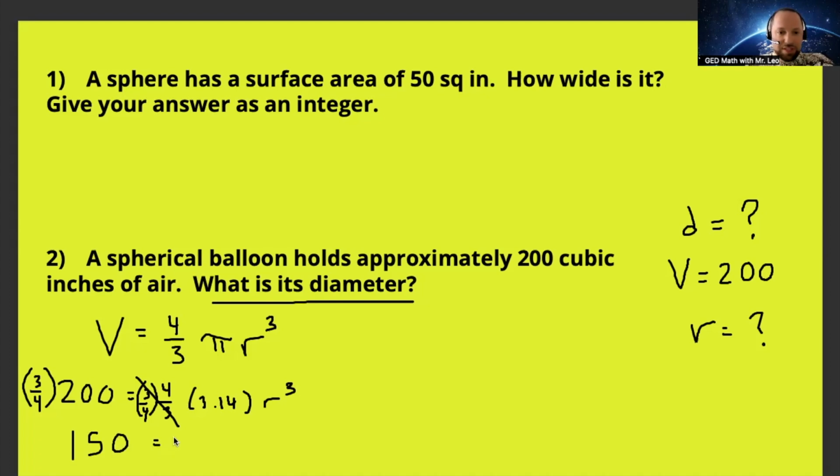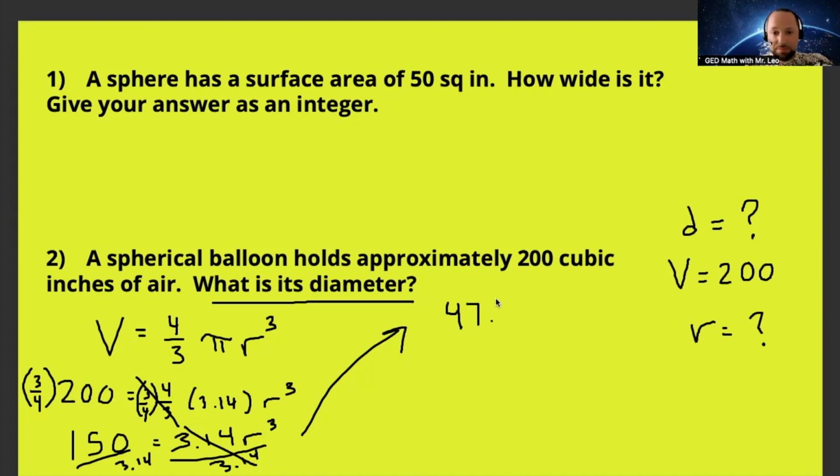All right. We still have 3.14 times radius to the third power. Let's get rid of that 3.14 by dividing it out. We're going to divide both sides by 3.14. Excuse my handwriting, you see what's going on. I'm going to bring my answers up here. 150 divided by 3.14 is 47.77. This equals r to the third power.